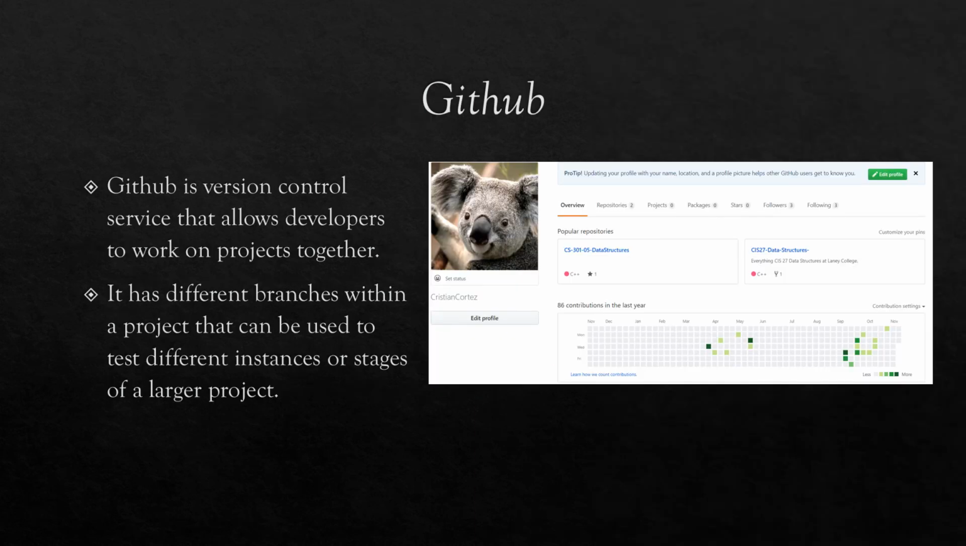Now, GitHub is a version control service that allows developers to work on projects together. It has different branches within a project that can be used to test different instances or stages of a larger project. And here's my GitHub account.